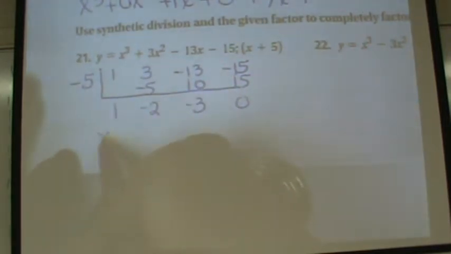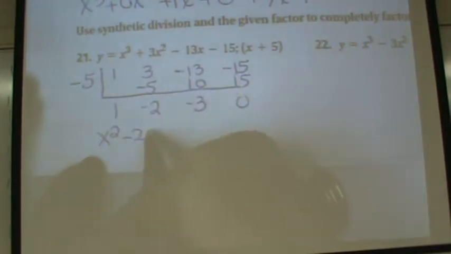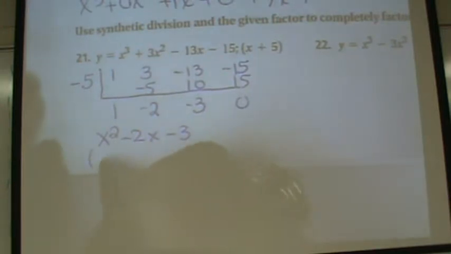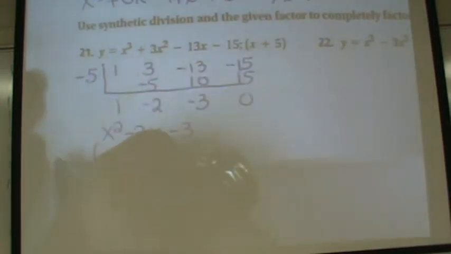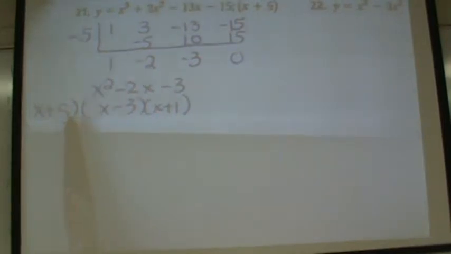So what's left here is x squared minus 2x minus 3. This factors to be (x minus 3)(x plus 1). And bringing this down, you have x plus 5. So this is factored completely. This polynomial would be (x plus 5)(x minus 3)(x plus 1).